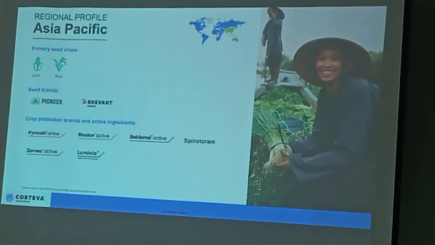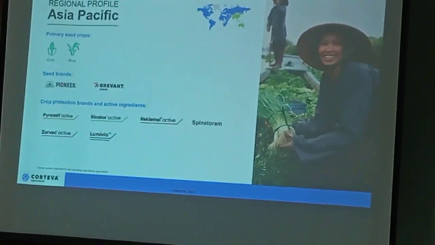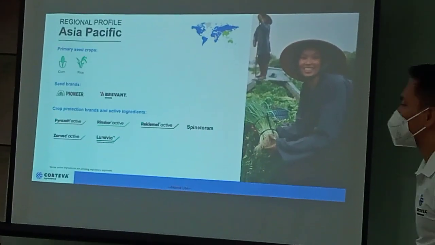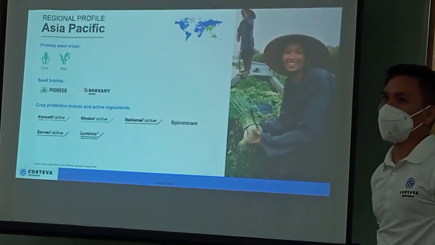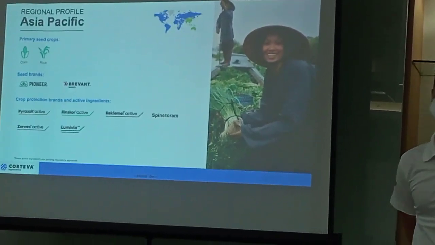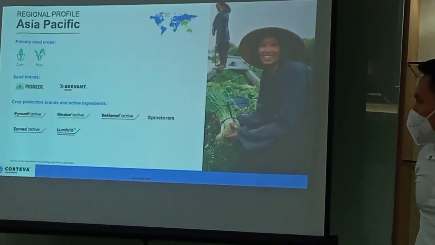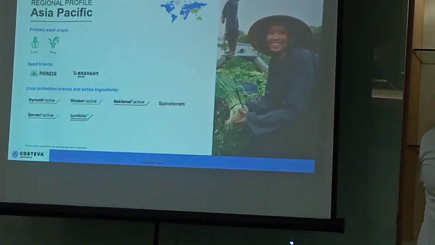And we cover seeds. We are handling the brands of Pioneer and Brevant. And then we also have crop protection products dedicated for these seed crops.